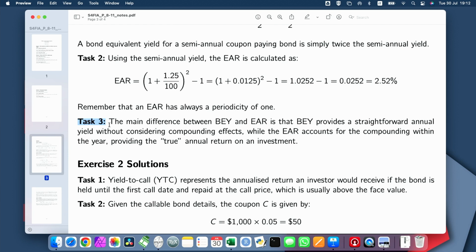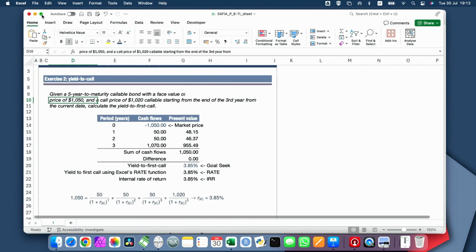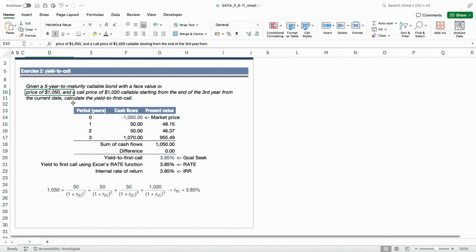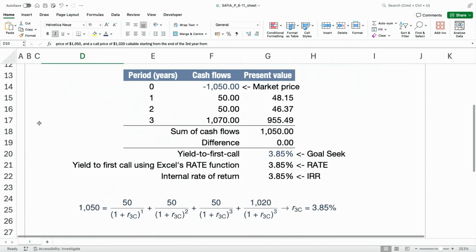Exercise 2 is about callable bonds and their yield measures. Yield to call, or in this case, task 2 was about yield to first call. Remember that you can calculate a yield to first call, a yield to second call, a yield to worst call.